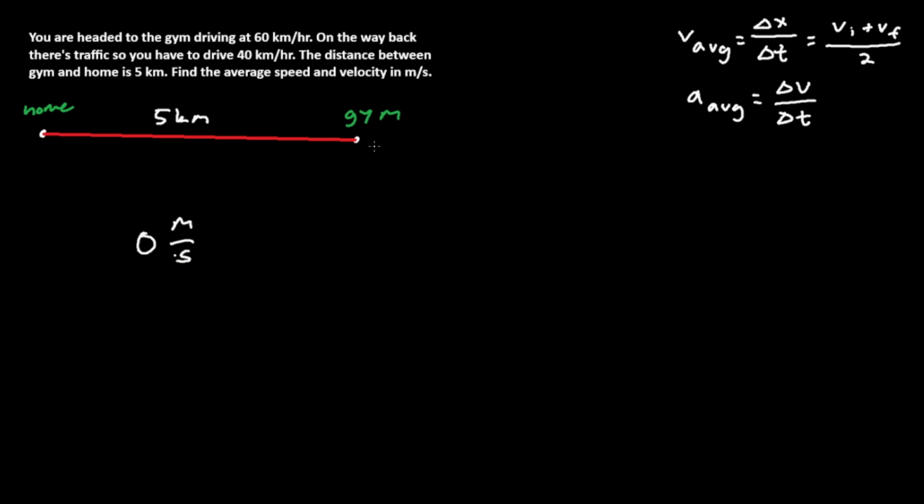0 meters per second. And that is because average velocity is equal to change in position over change in time. Change in position is just 0 meters. You literally end up in the same exact spot.